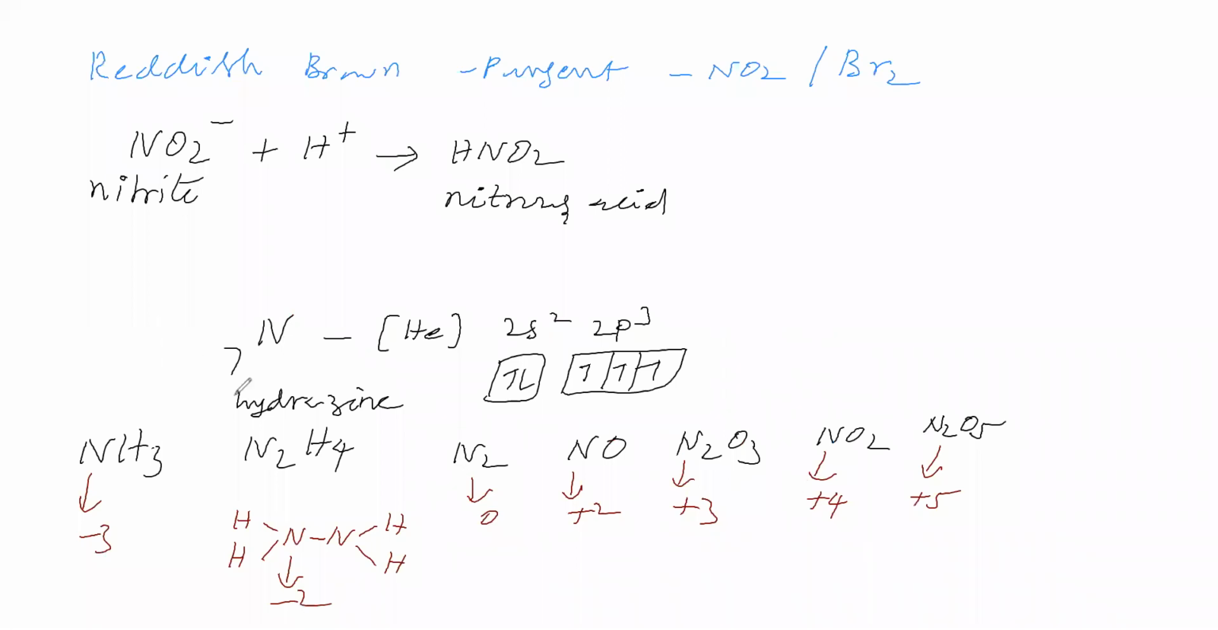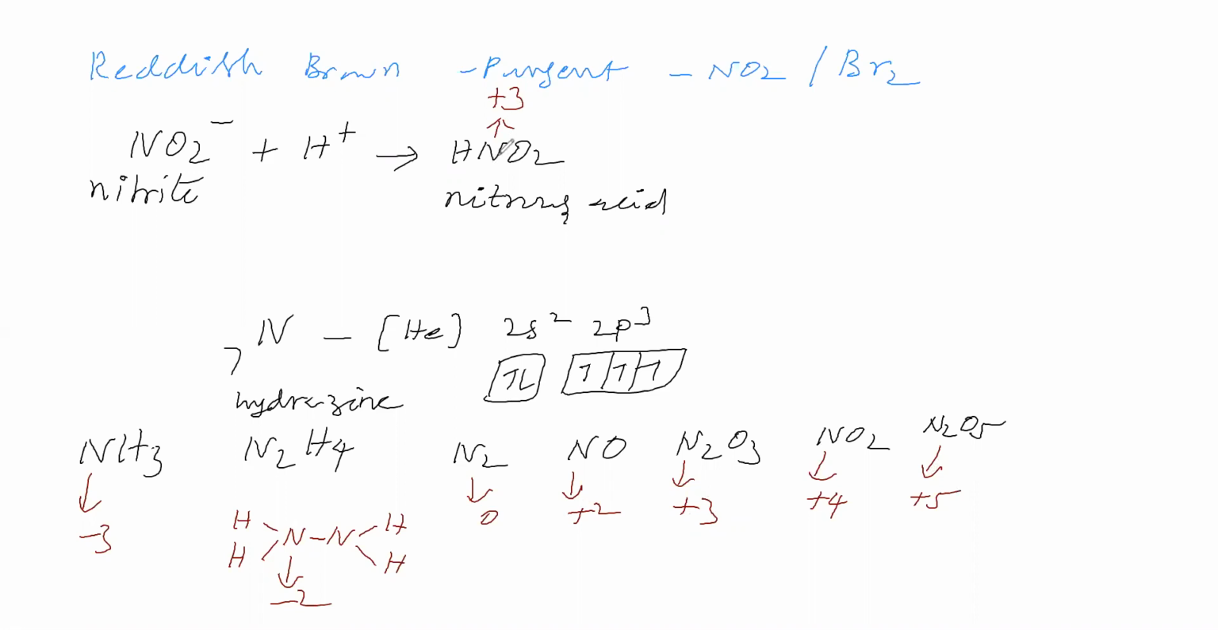The least oxidation number shown by nitrogen is -3. The highest oxidation number shown by nitrogen is +5. Now here in this nitrous acid, the nitrogen oxidation number is +3. So the +3 oxidation number may go for oxidation, or may go for reduction. It can be increased as +4, +5 like this, or can be decreased as +2, 0, -2, -3 like this.